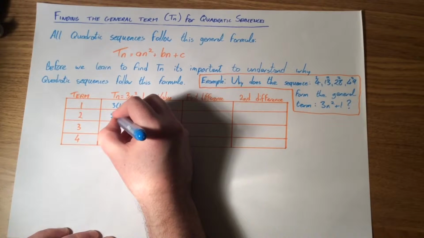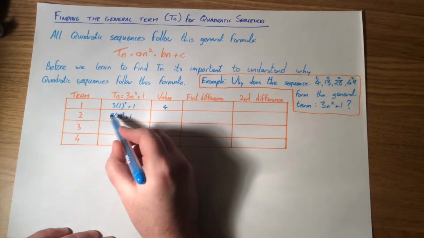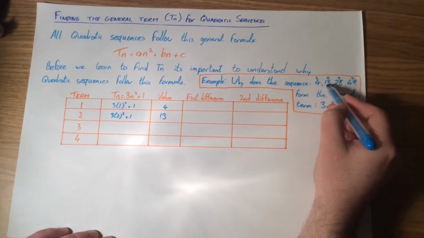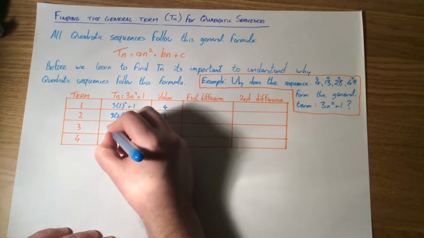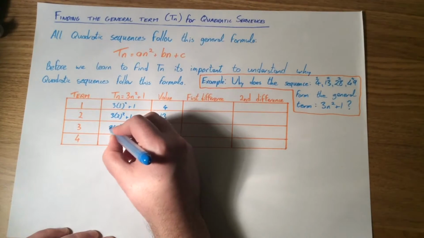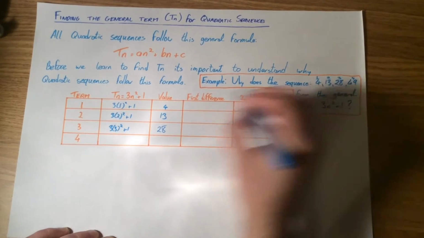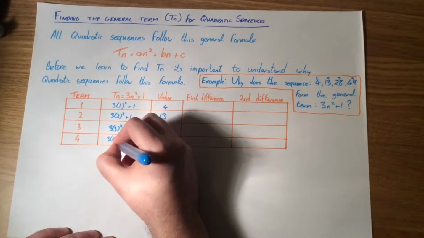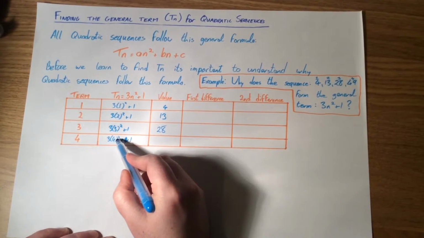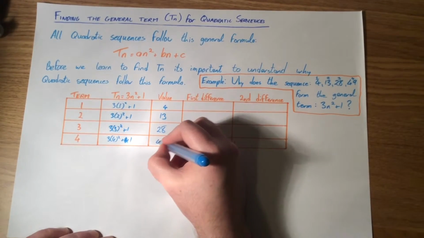Term 2: 3 multiplied by 2 squared plus 1. 2 squared is 4, 4 times 3 is 12, plus 1 is 13. There's term 2 there. Then 3 times 3 squared plus 1 is going to be 9, multiplied by 3, which is 27, plus 1, which is 28. There you have it there. And 3 times 4 squared plus 1, 4 squared is 16. 16 times 3 is 48, plus 1 is 49.